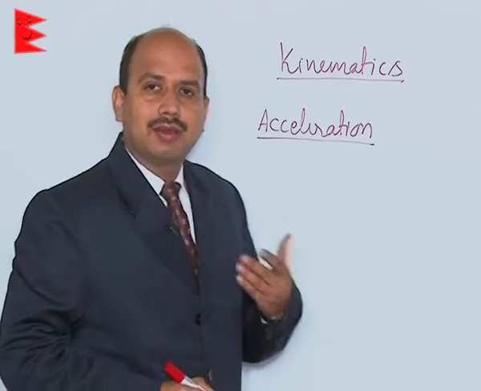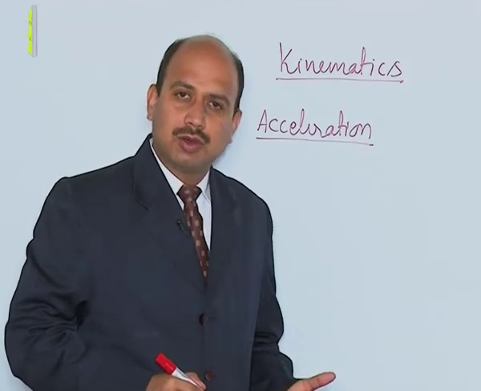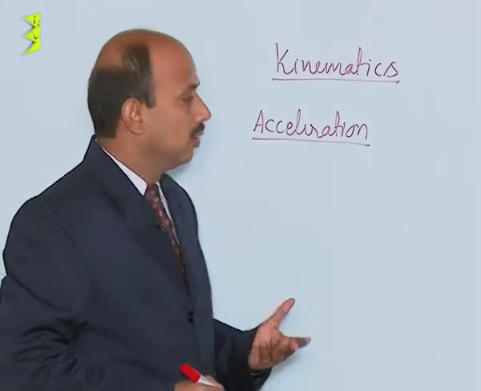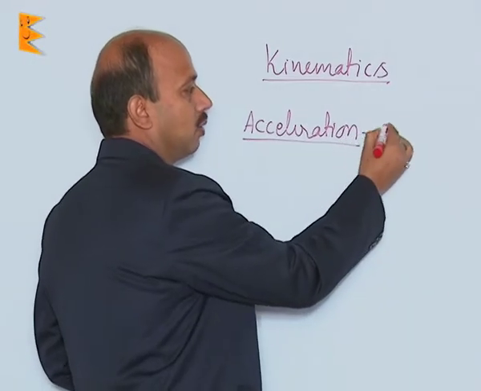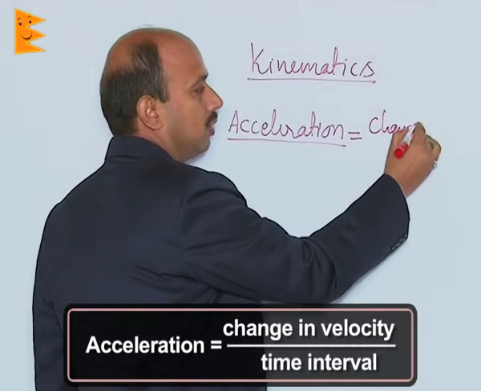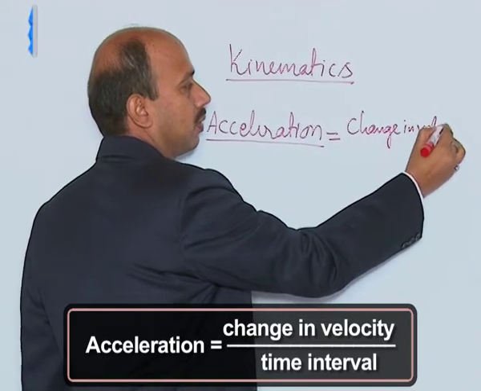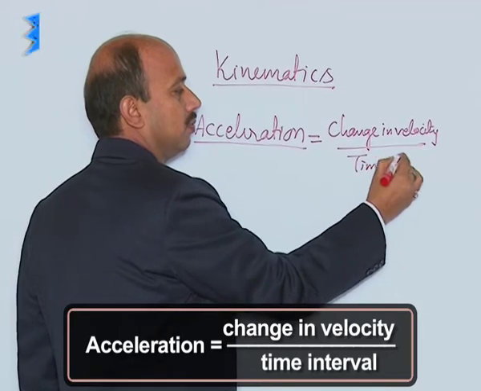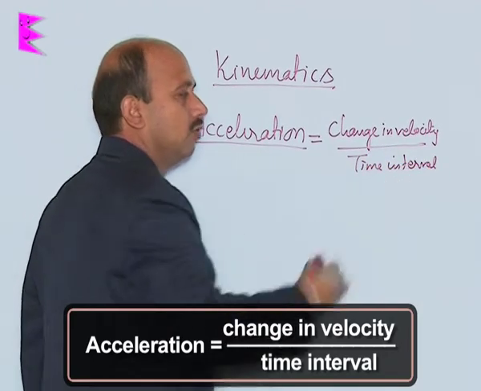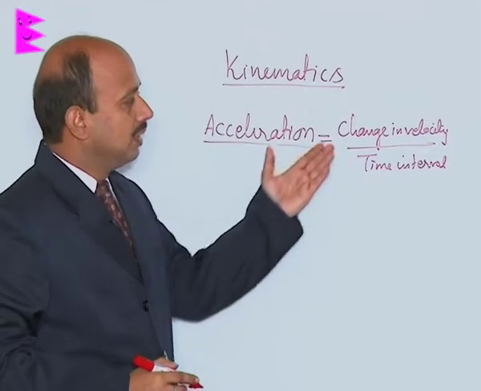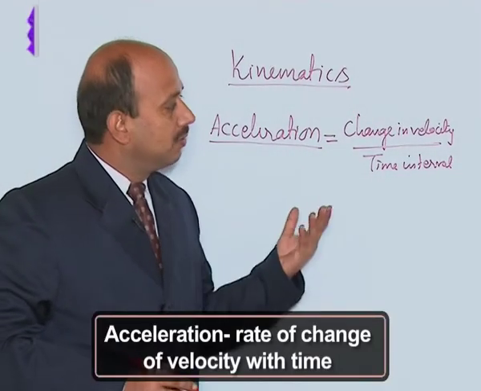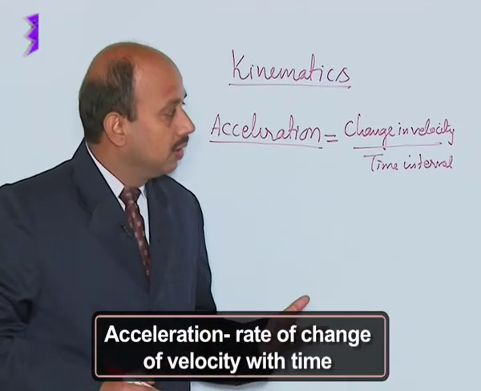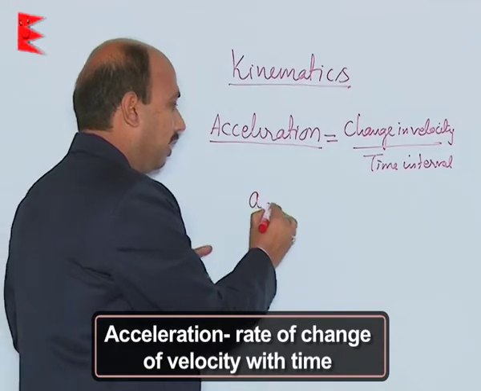See, what do you mean by acceleration? We have done constant velocity, but here the velocity is changing with time. So, acceleration is equal to change in velocity upon time interval. Whenever velocity changes with time, this rate of change of velocity is known as acceleration. See here, this is represented by A.